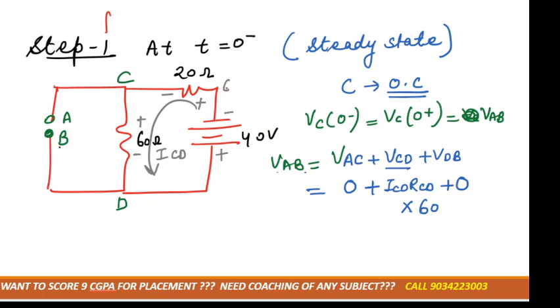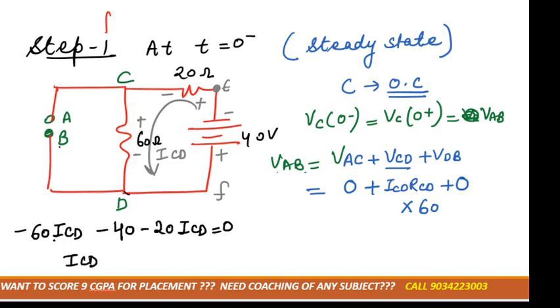Now we have to take the second step. Like you are standing at position E and you have to come back to E only. Now can you tell me the KVL equation? Minus 60 ICD minus 40 minus 20 is equal to 0. So if we solve it, what would be the value of ICD? We got minus 80. Then we got it as how much? Tell me.